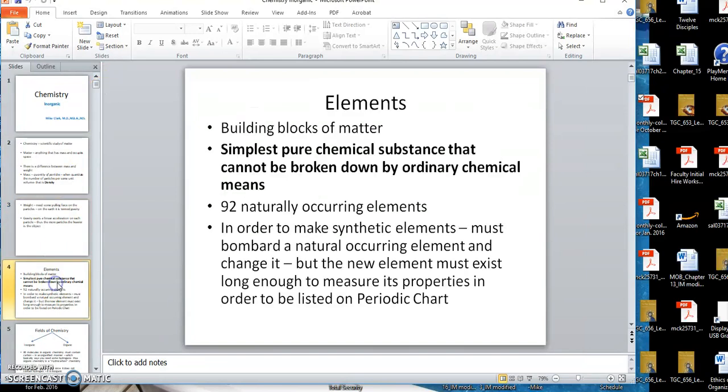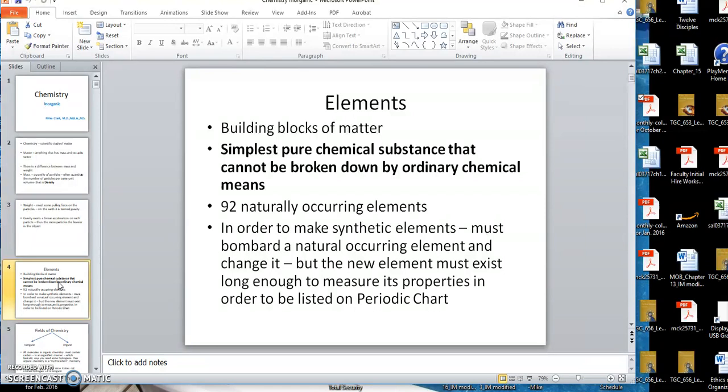All right. Matter is made up of something called elements. Elements are the building blocks, and we have certain elements on this earth. We can say that an element is a simple, pure chemical that cannot be broken down by ordinary chemical means. That means it's the simplest that you can get. You cannot break it down by ordinary chemical means, but you could change it by extraordinary means, like a linear accelerator or something of that nature. You could change one element to another.